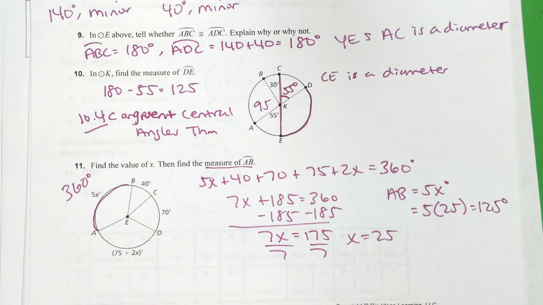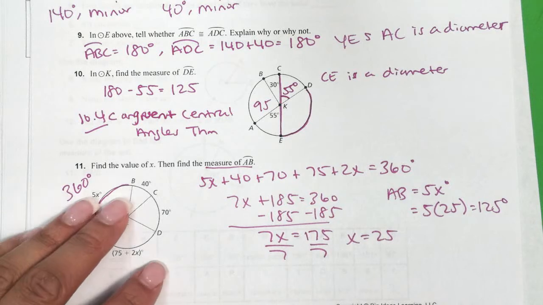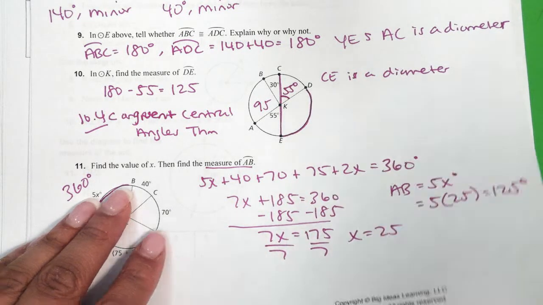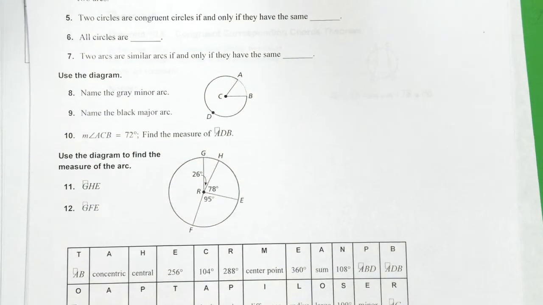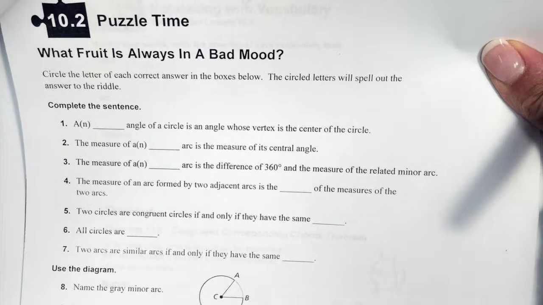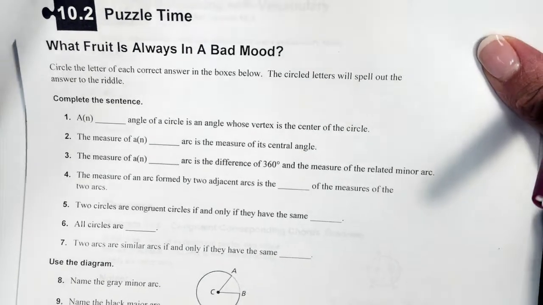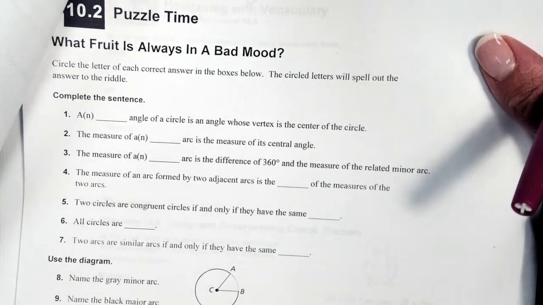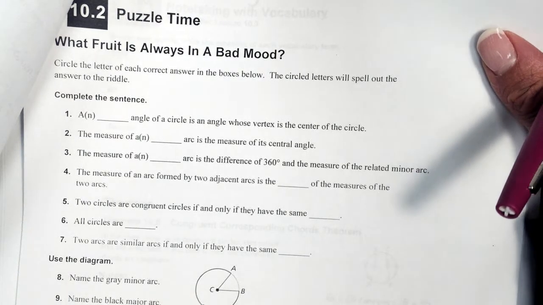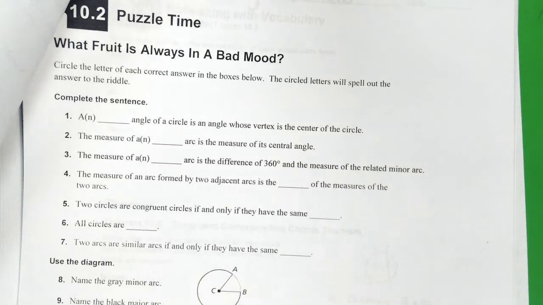And that concludes our notes for 10.2 on arcs and semicircles and measures of those arcs. Your next page is a puzzle, and what fruit is always in a bad mood? So this will be your puzzle, as well as you'll go straight on to 10.3. There will not be a worksheet. It's tied in after 10.3, and that is all for 10.2. Thank you.